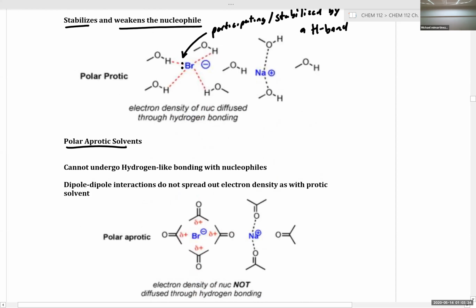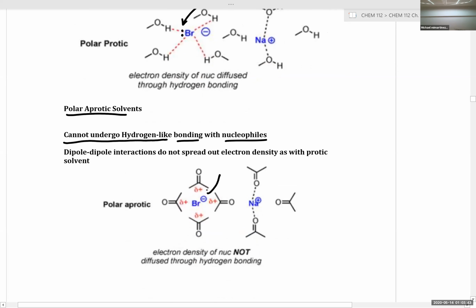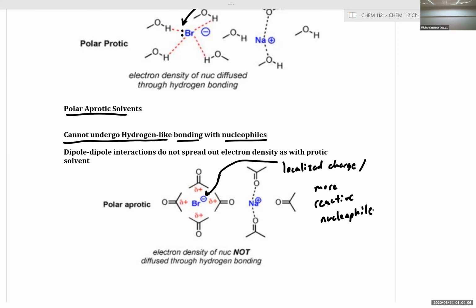Polar aprotic solvents cannot undergo hydrogen bonding with nucleophiles, and as a result, we end up with a more localized charge, which in turn leads to a generally more reactive nucleophile. Okay, so this is the rationalization for these different solvent effects.